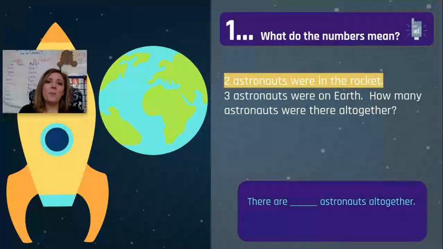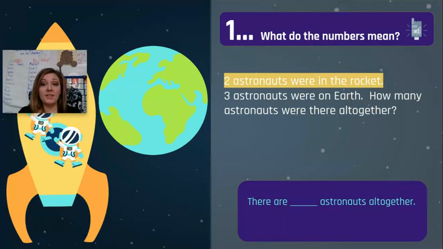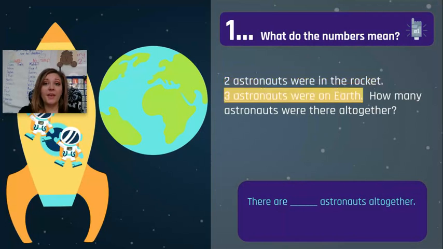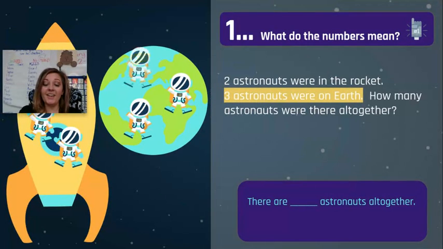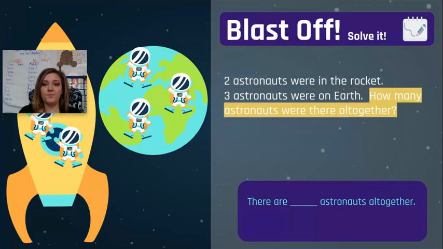And what do the numbers mean? I had 2 astronauts on the rocket, and I had 3 astronauts that were on Earth. So 2 on the rocket and 3 on Earth. That means I'm going to put all the astronauts together. How many do I have? Now I can solve. So I had 2 astronauts plus 3 astronauts gives me 5 astronauts all together.